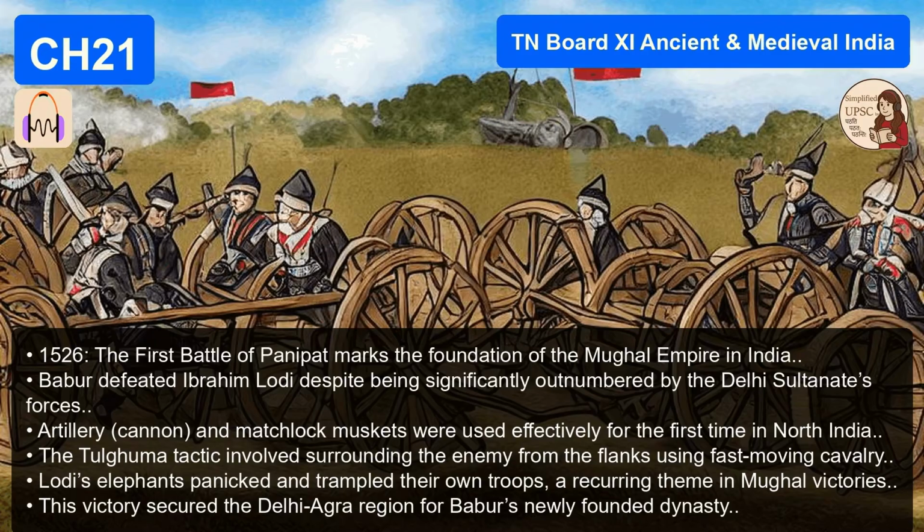And he wasn't just a warrior, right? The man could write. Yes, and this is a key cultural point for prelims. You absolutely have to know this. He wrote his autobiography, the Tuzuki Baburi, also known as the Baburnama. Right. And the language is crucial here. This is a potential trap question. It wasn't Persian. No. He wrote it in Turkish, his mother tongue, specifically Chagatai Turkic.